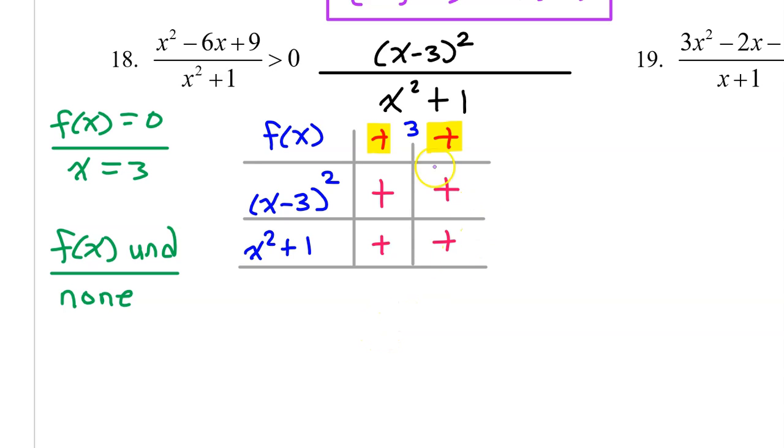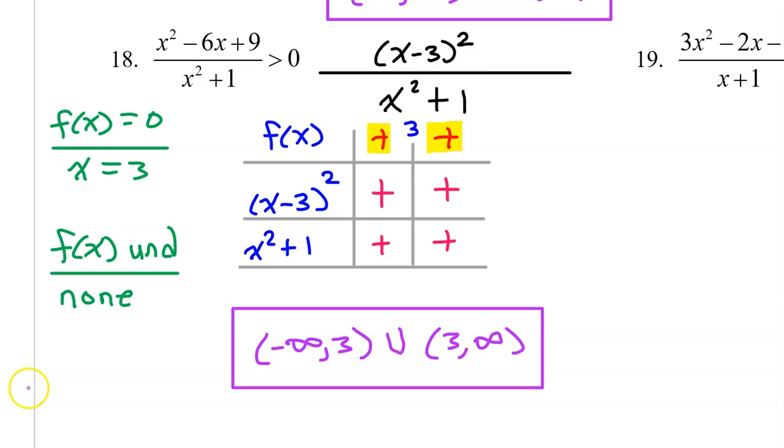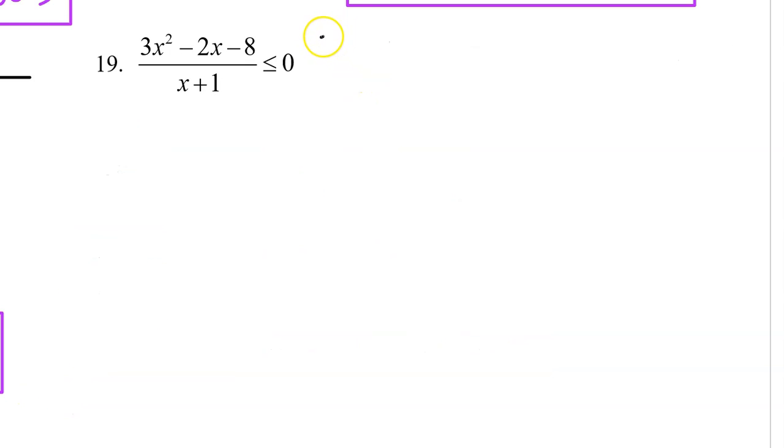But it's not. So we need to write two separate intervals. Negative infinity to 3, parenthesis, and then union 3 to infinity. Alright, that's all real numbers except for 3. Let's do one more of these and then we are going to switch gears.